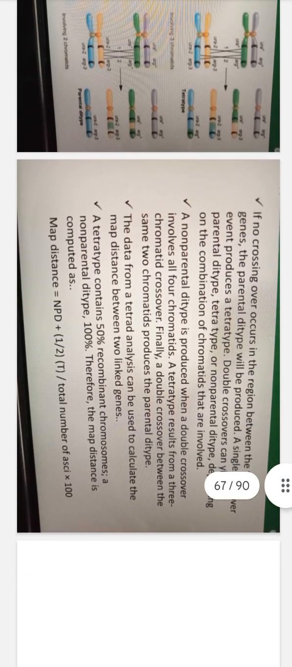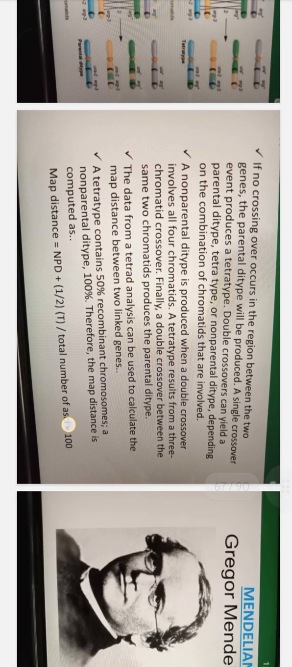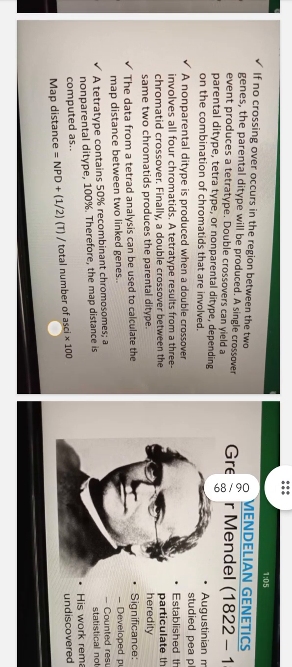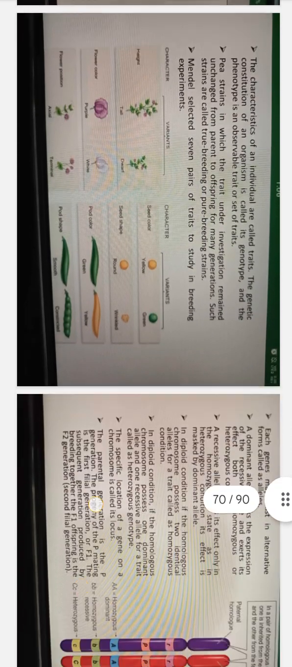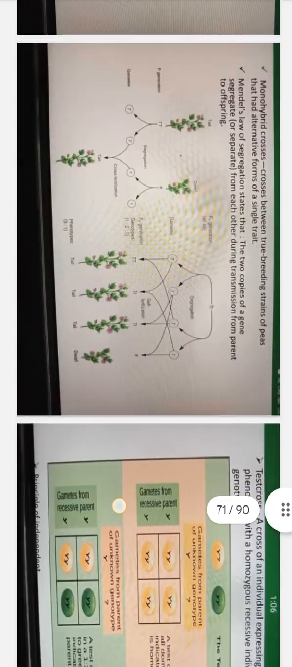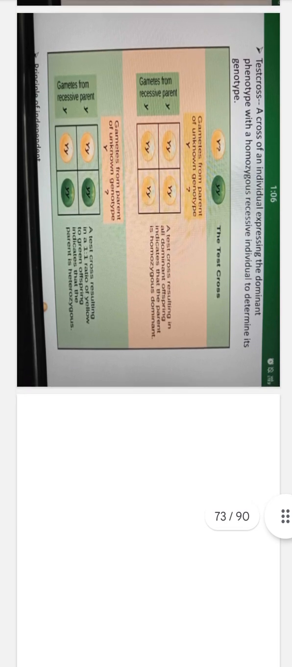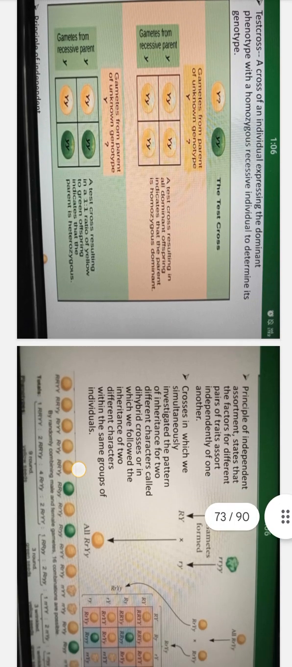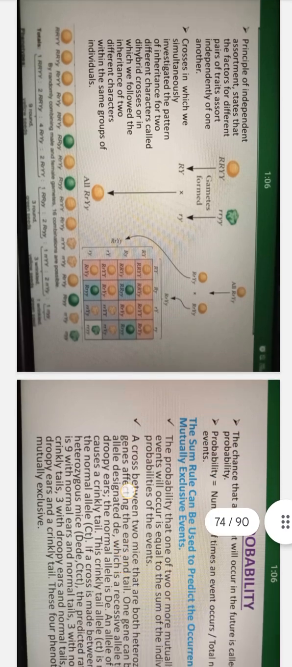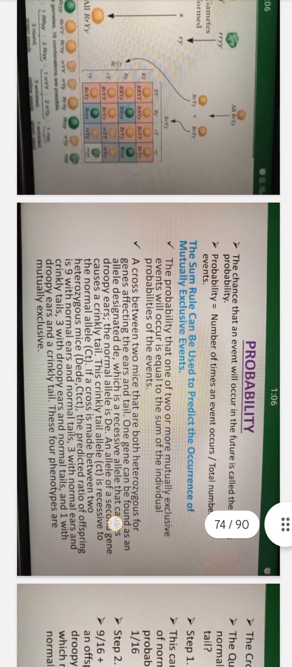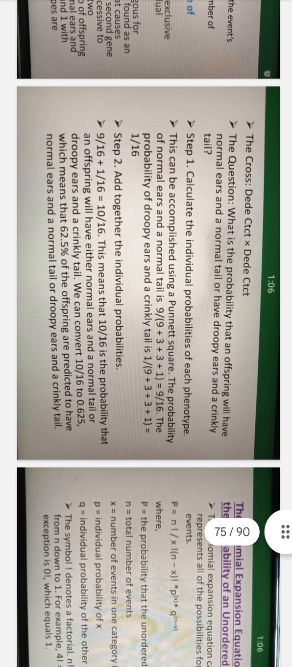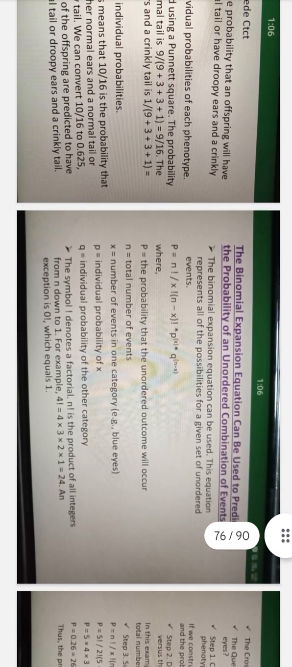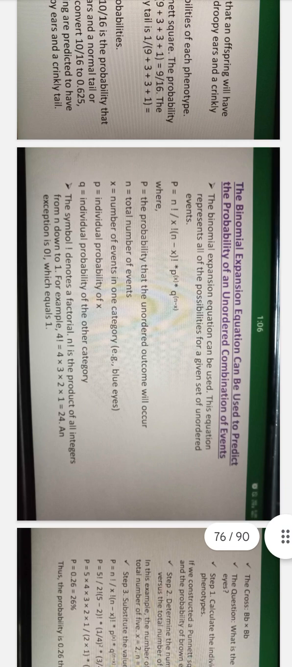If no crossing over occurs in the region between the two genes, the parental type will be produced. And Mendelian genetics. Probability. The binomial expansion equation can be used to predict the probability of an unordered combination of events.